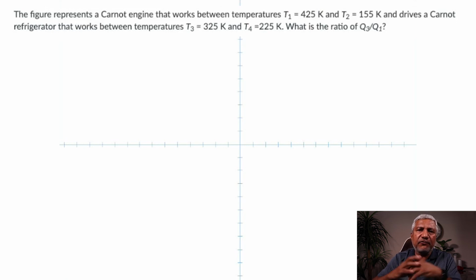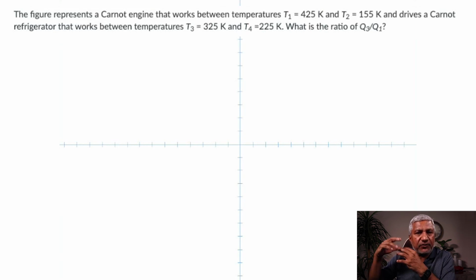What does that mean? If you put a hot object and a cold object in contact, what is the natural direction of flow of heat? Of course, from the hot to the cold. If you want the heat to go from the cold to the hot, according to the second law, you have to do work. That's what happens in a refrigerator. I hope it's clear now.